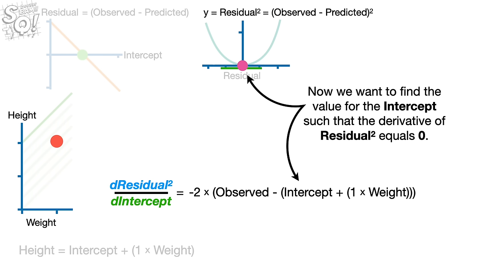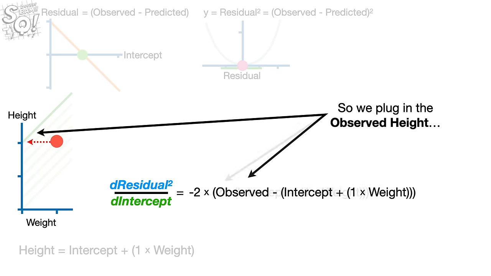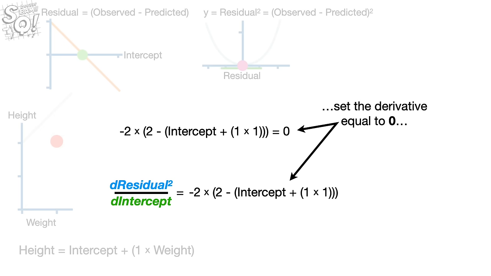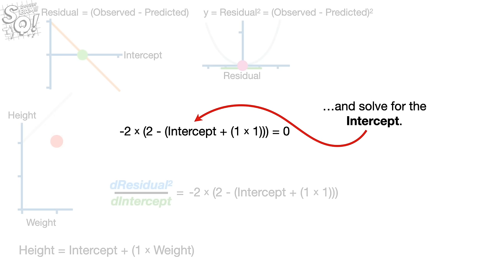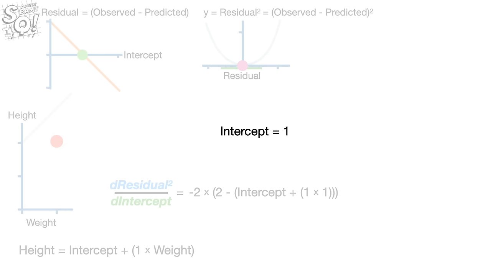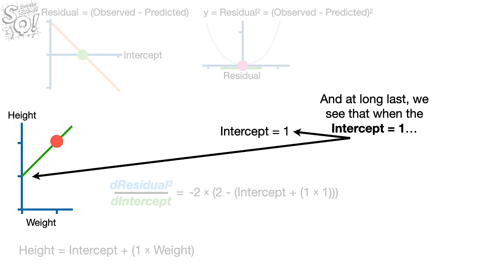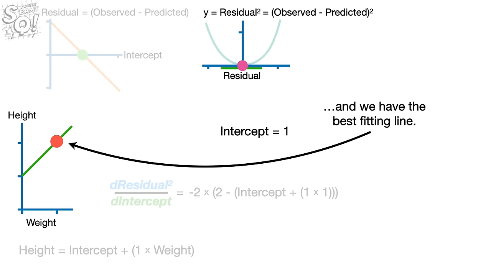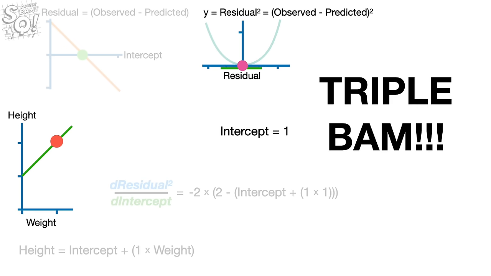Now we want to find the value for the intercept such that the derivative of the residual squared equals 0. So we plug in the observed height and the observed weight, set the derivative equal to 0, and solve for the intercept. And at long last, we see that when the intercept equals 1, we minimize the squared residual, and we have the best fitting line. Triple bam!